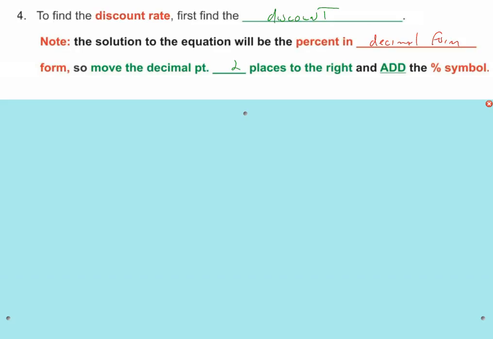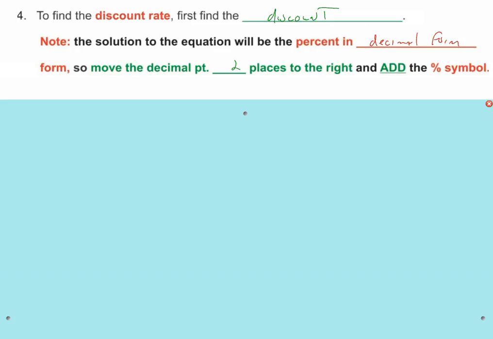What are you actually doing? That's a shortcut, moving the decimal point 2 places to the right. Brendan? Multiplying times 100. Awesome. You're multiplying times 100%, right? So how do you get it from a decimal to a percent? Multiply times 100%, or simply move the decimal point 2 places to the right and add the percent symbol.